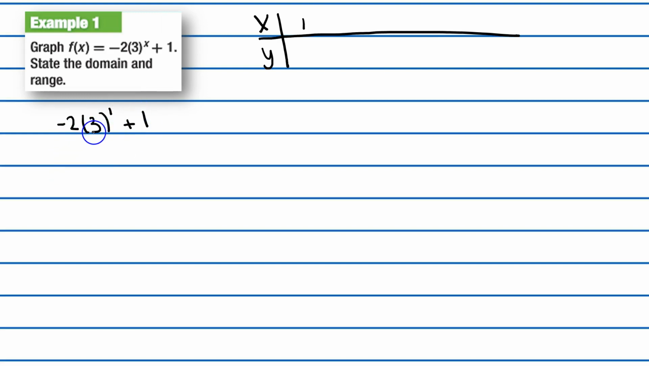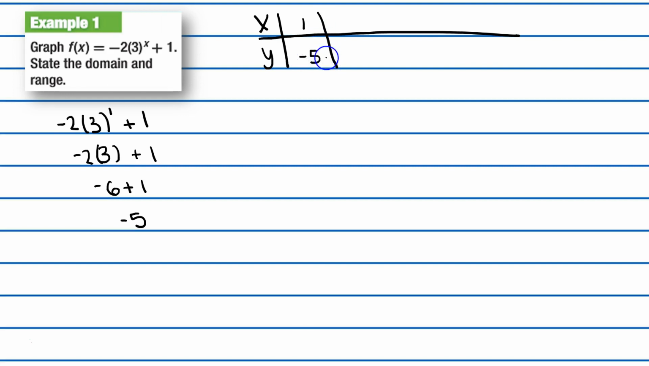So I have negative 2 times 3 to the power of 1 plus 1. Well, use PEMDAS, your order of operations. 3 to the power of 1 is 3. Times that by negative 2 plus 1. Then you multiply. That gives you negative 6 plus 1, which will give you negative 5. So (1, -5).